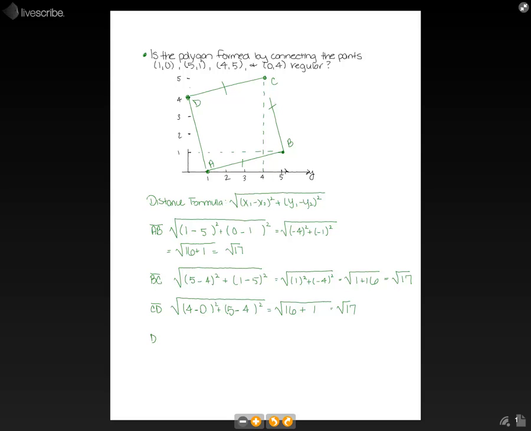And DA, again, writing our formula out, x1 is 0 minus x2, which is 1, and y1 is 4 minus y2, which is 0. Again, giving us 1 plus 16, or square root of 17. Since all of these sides are the same, we can say that this polygon is regular.